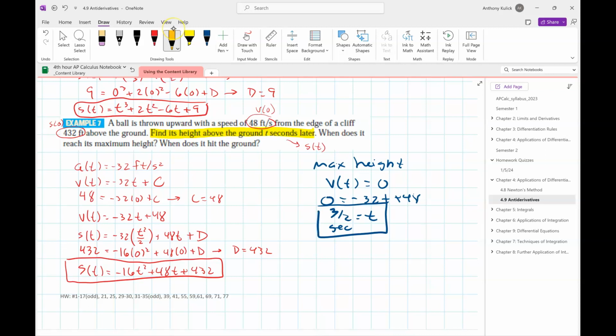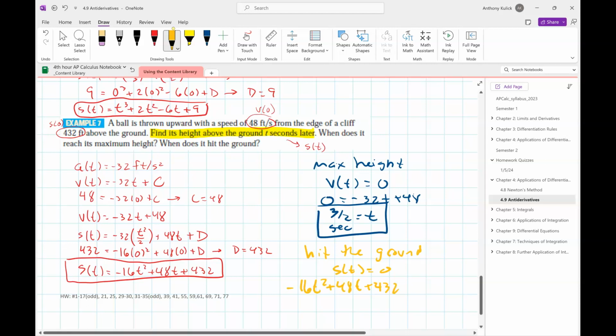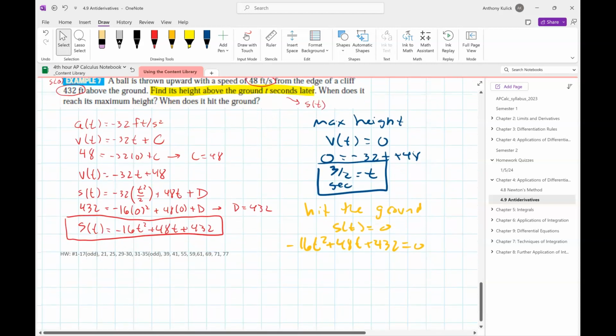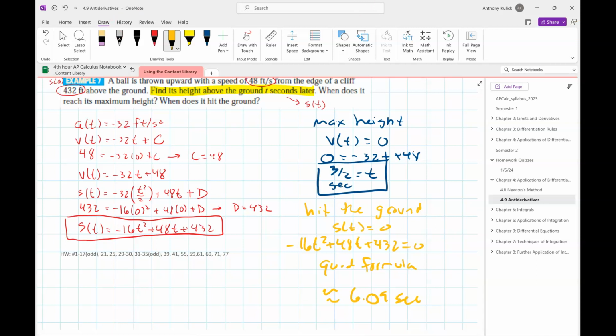Okay. And then it says, when will it hit the ground? Yeah, so that's s of t equals 0. So I have negative 16t squared plus 48t plus 432 equal to 0. What am I going to do there to solve that? Yeah, quadratic formula. How many answers am I going to get? 2. How do I know which one I want? The positive one. So I think that comes out to be like 6.09. Is it okay that I skip plugging it into the quadratic formula? Oh, no, 6.9. Sorry.